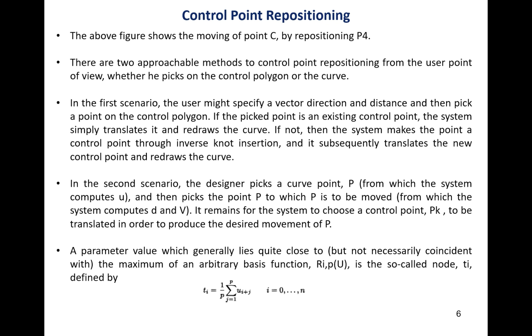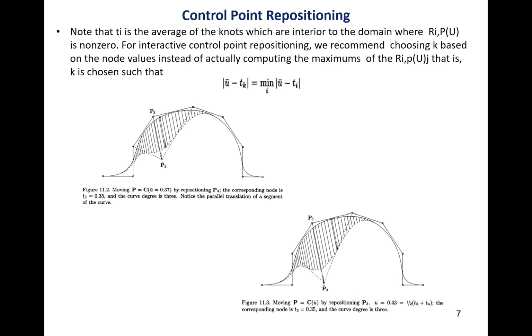In the second scenario, the designer picks a curve point P and then picks the point to which P is to be moved, and it remains for the system to choose a control point Pk to be translated in order to produce the desired movement of P. The parameter value which generally lies quite close to the maximum of an arbitrary basis function is called the node and is defined by the given formula. Note that the averages of the knots which are interior to the domain range are non-zero.